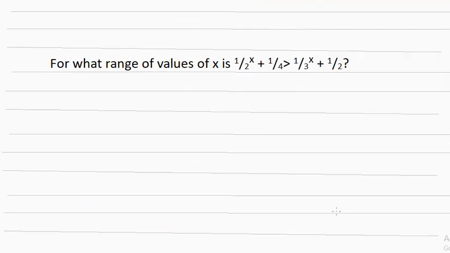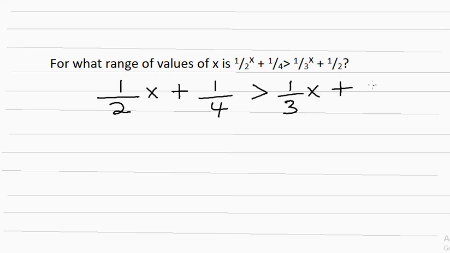Here I have another one. This one is kind of tricky. I hope you can see the question, but I can still write it down. We are having 1 over 2x plus 1 over 4 is greater than 1 over 3x plus 1 over 2. In this case, what do we do? Since everything here is fractions, we have to eliminate the fractions by eliminating the denominators. How do we achieve that? We multiply through by the LCM of the denominators.